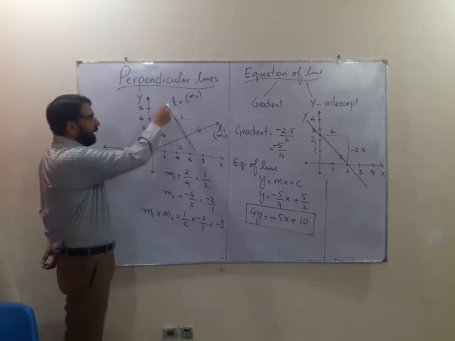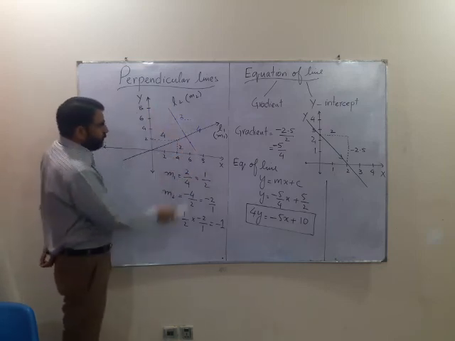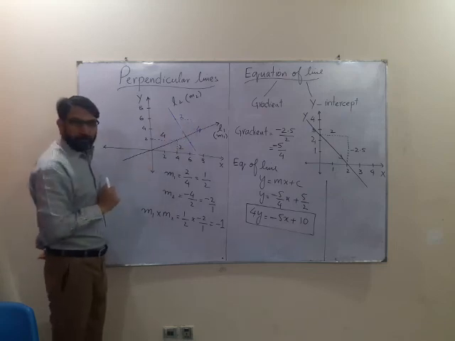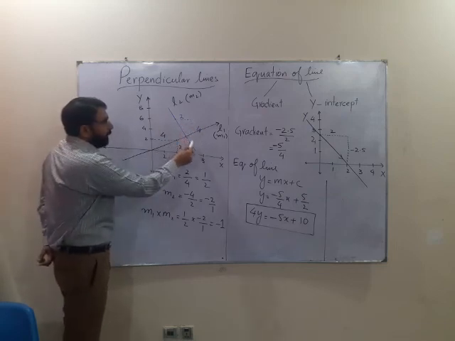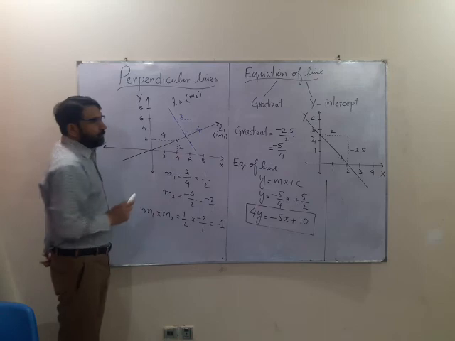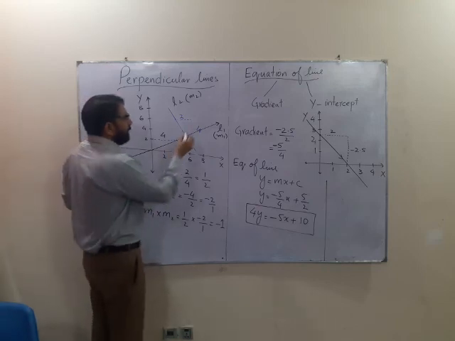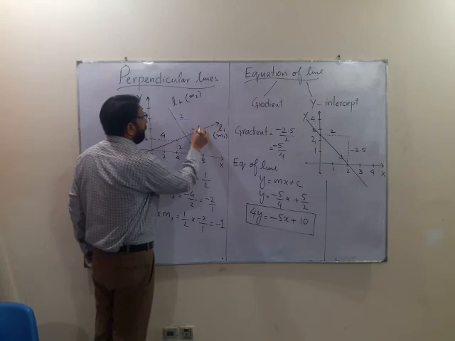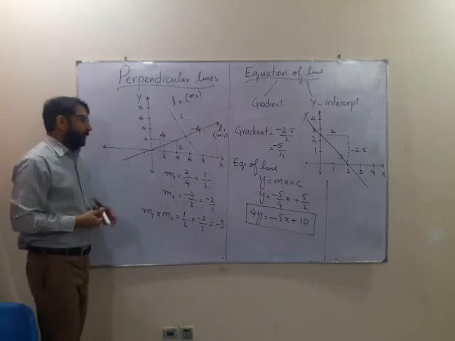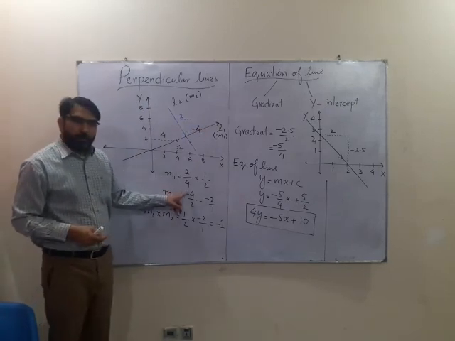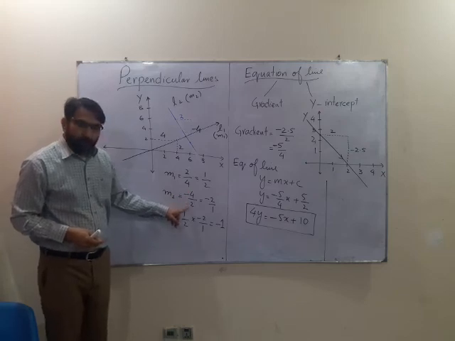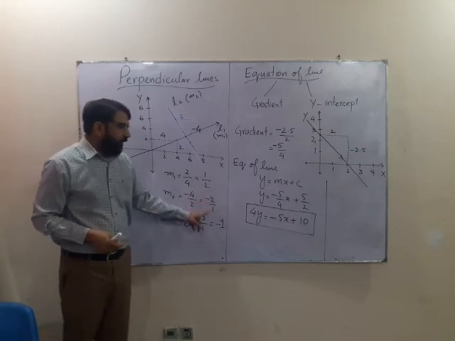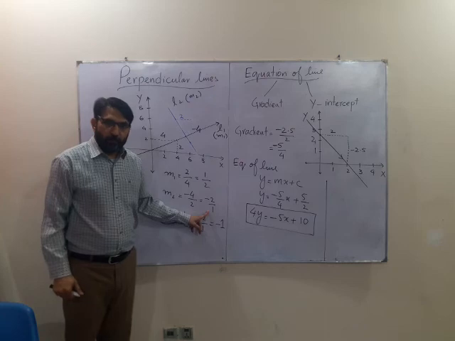Now if you consider the line L2, if you move 2 steps right, we are going 4 steps down. 4 steps down means the sign will be negative. That means we are going 4 down. So rise is minus 4 and run is plus 2. So after the simplification we are able to get the gradient is minus 2.